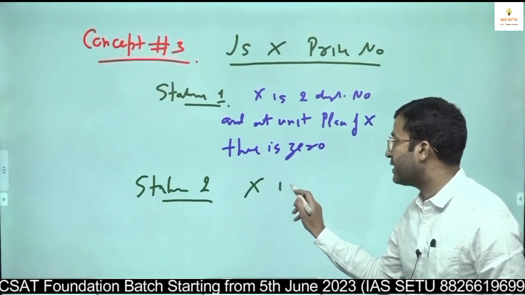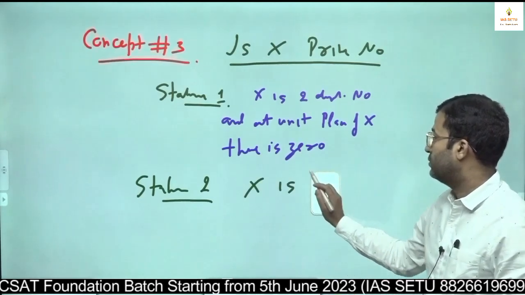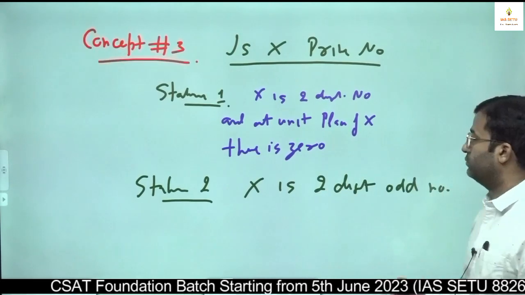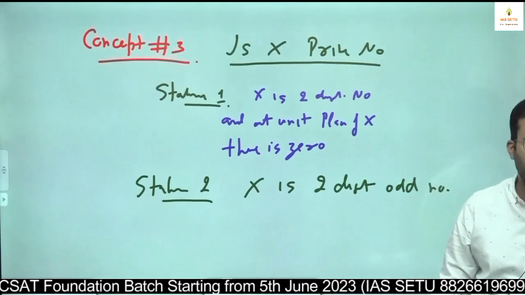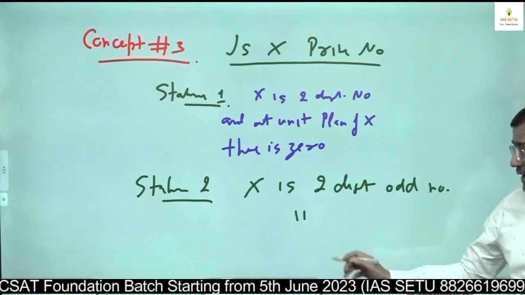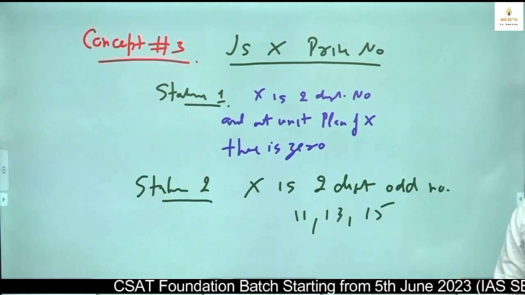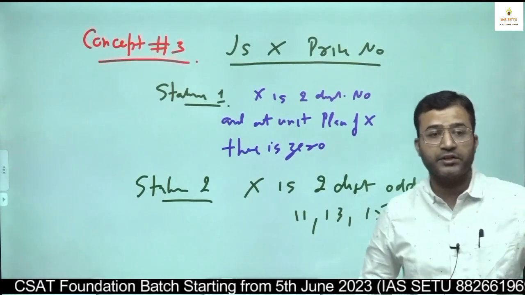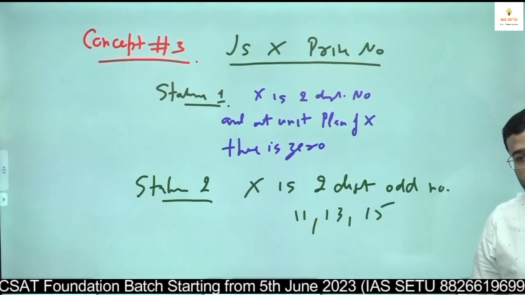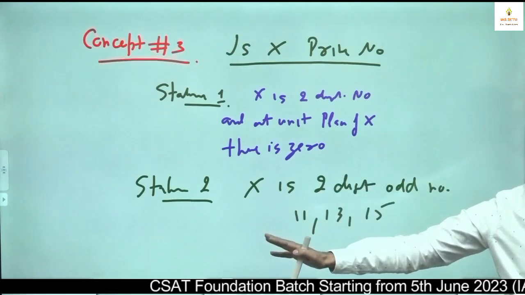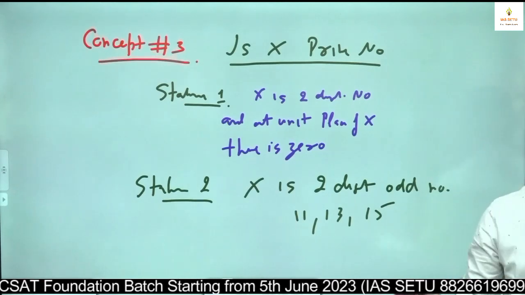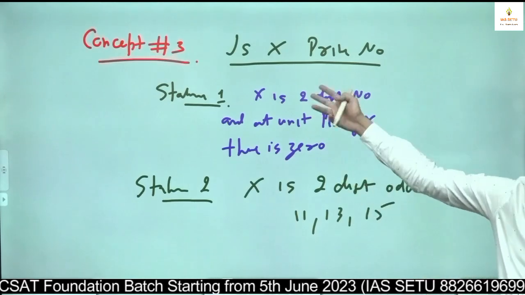Statement number 2 is x is a 2-digit odd number. Here x can be 11, x can be 13, x can be 15. Then you will say if 11 yes, if 15 no. Don't confuse me, you have to give me a confirm answer, yes or no. Sometimes yes, sometimes no won't work, it should be either yes or no.